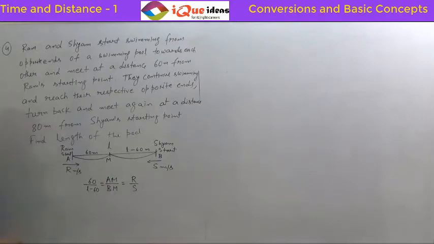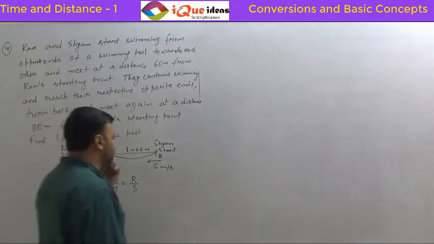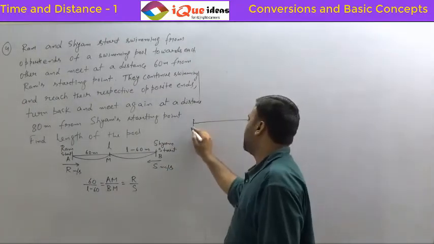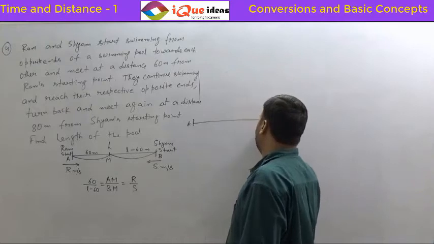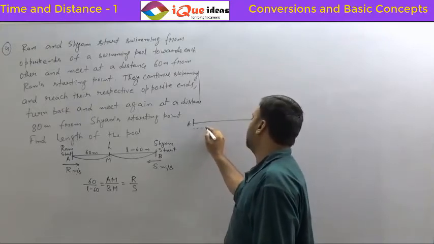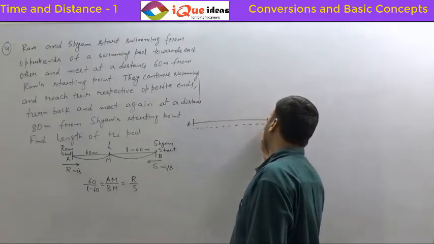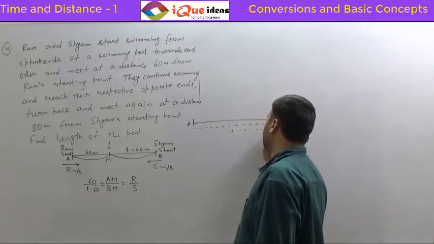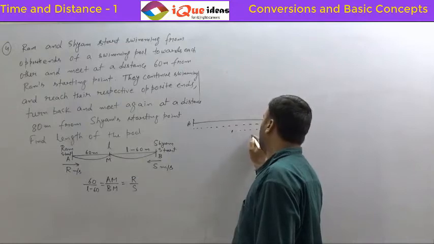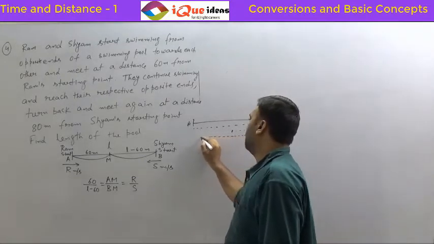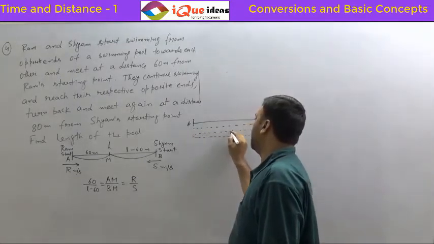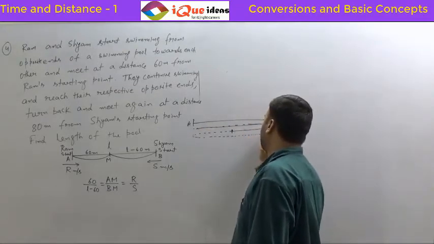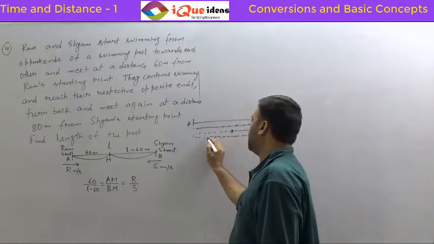Okay. Now, what is happening in the second case? They continue moving. Suppose Ram starts from here. Ram goes like this and then turns back. Comes somewhere here. Shyam would have started from here. Goes up to this point, turns back. Right? So this is the distance traveled by Ram and this is the distance traveled by Shyam.